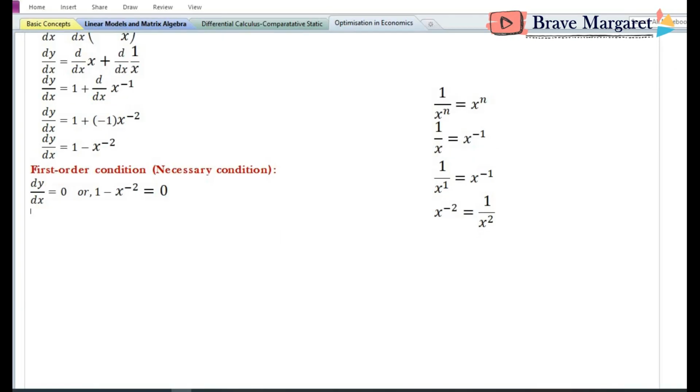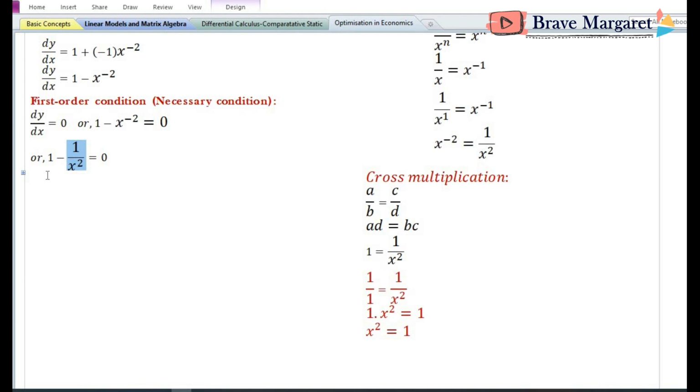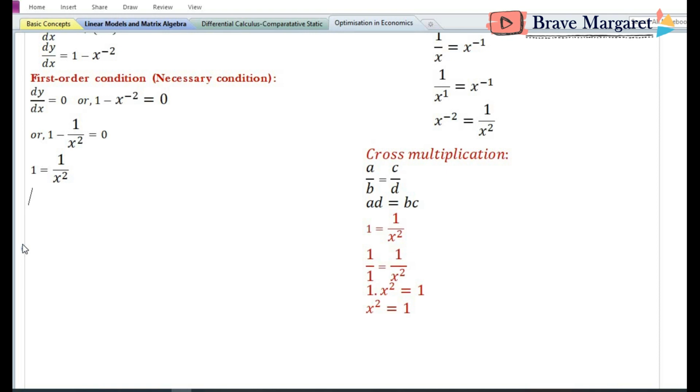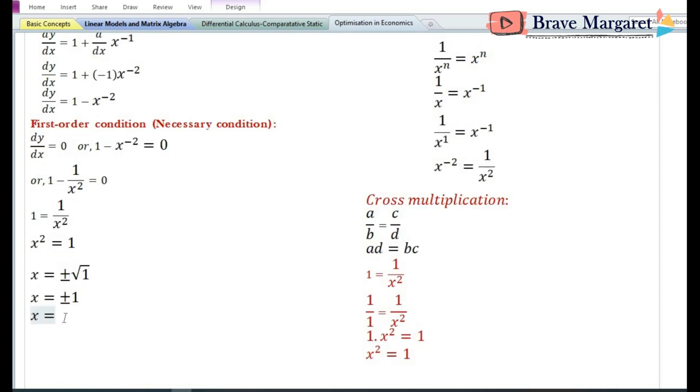By using the rules of exponent, x to the power minus 2 can also be written as 1 by x square. By transferring minus 1 by x square to the right hand side, we have 1 is equal to 1 by x square. By cross multiplication, we have x square is equal to 1. By transferring power 2 to the right hand side, we have x is equal to plus minus of root 1. Square root of 1 is equal to 1. So x is either equal to positive 1 or negative 1.